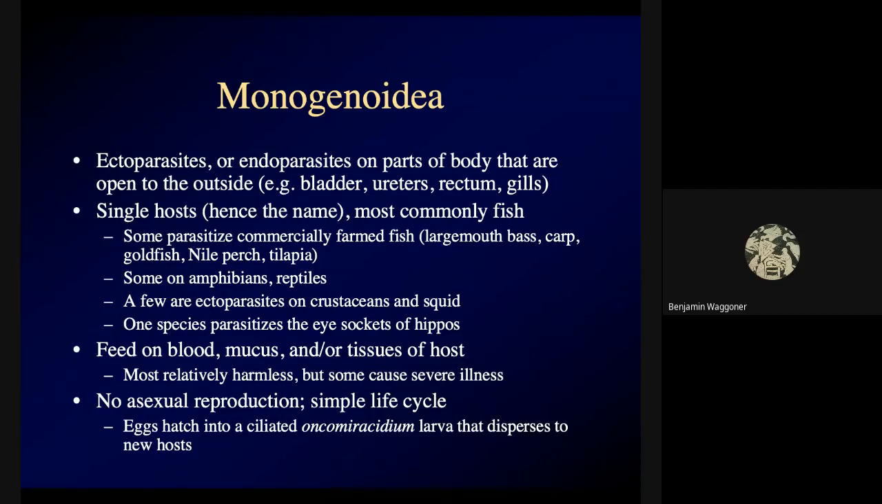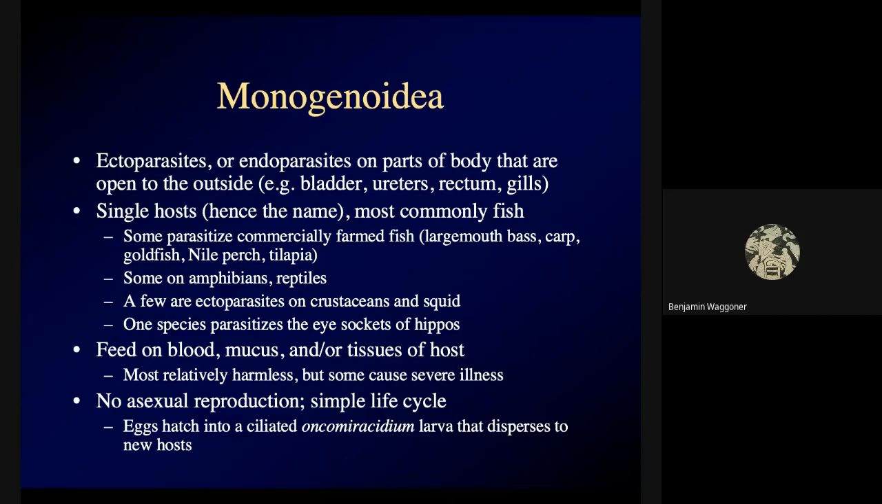Anyway, these are either ectoparasites on the outside of the body, or they're endoparasites on body parts that are easily reached from the outside. So you'd find them in the bladder, rectum, gills in fish especially, eye sockets, of course, but they don't get deep into the gut. You don't get them in the circulatory system. You don't get them in the blood. Many of them are relatively harmless. Some of them can be pretty severe, and I'll show you an example of one in a bit. They feed on dead skin, live skin, mucus, and blood of the host.